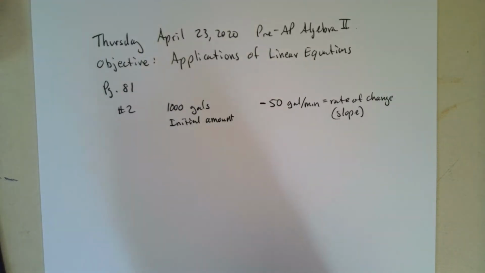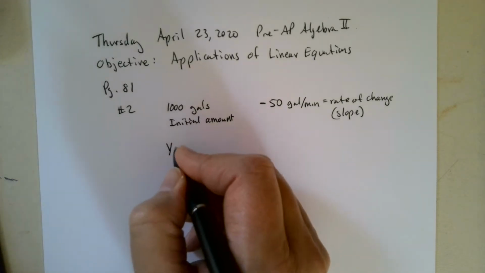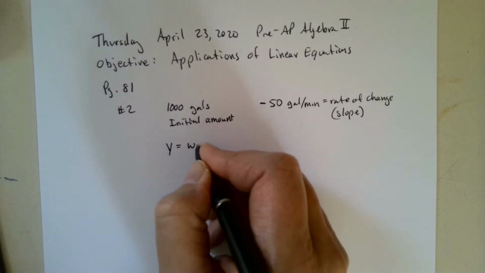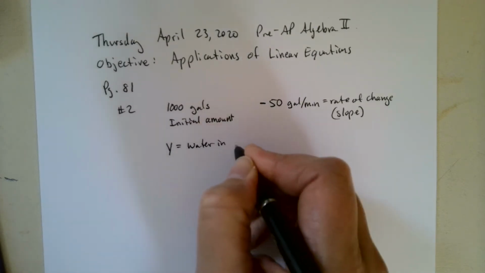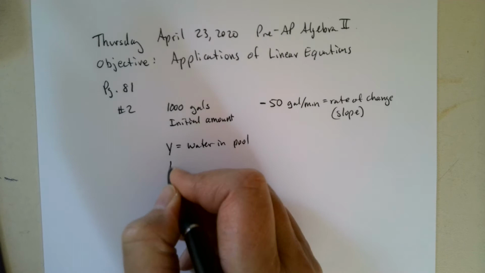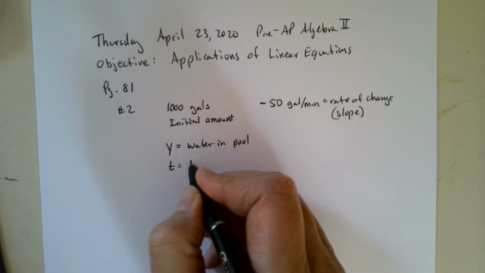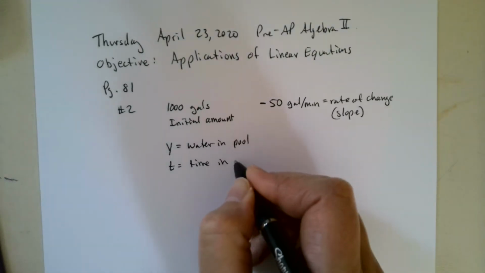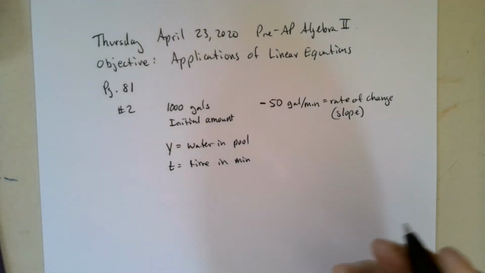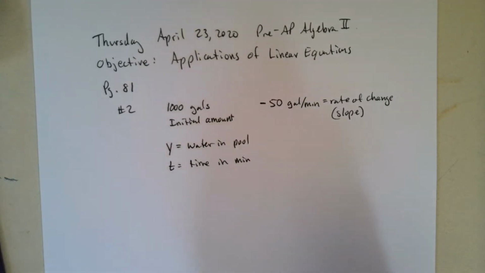Okay. So A says write an equation to find the amount of water y in the pool after t minutes. So y is the water in the pool. And instead of x, they're wanting us to use t, which is the time in minutes. So a little bit different, but we can handle that. So instead of y and x, we're going to use y and t. And so they want us to write the equation.